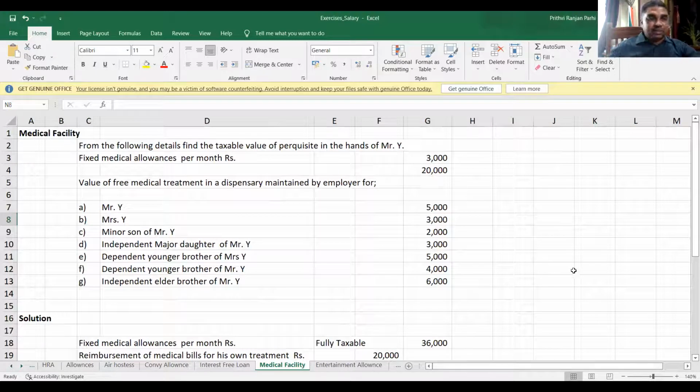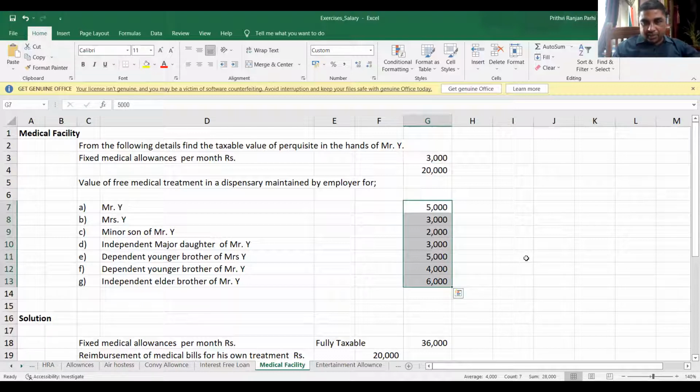The question is like this. Medical facility: from the following details, find the taxable value of the perquisites in the hands of Mr. Y. It says fixed medical allowance rupees 3,000. Next, this 20,000 is the value of medical treatment in a dispensary maintained by the employer. So that is given like this.